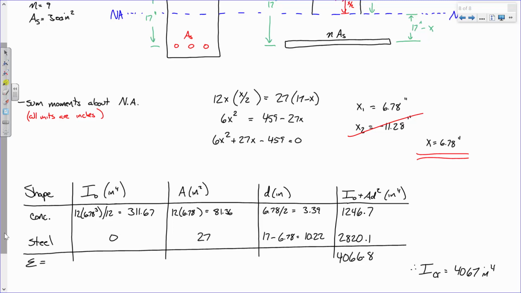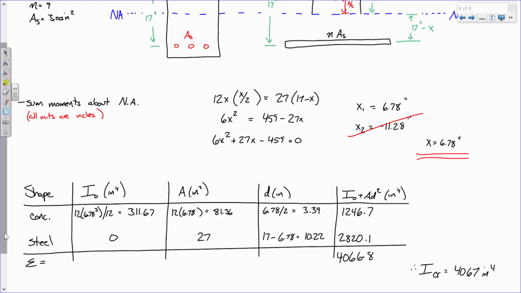Now I told you to keep a number in the back of your head. What's the gross moment of inertia of this section? 8,000. So before this being cracked, it had a flexural stiffness measurement of 8,000 inches to the fourth. Now that it's cracked, that's dropped to 4,067.